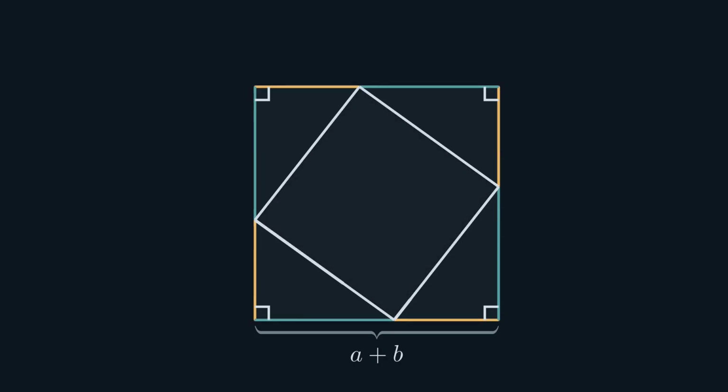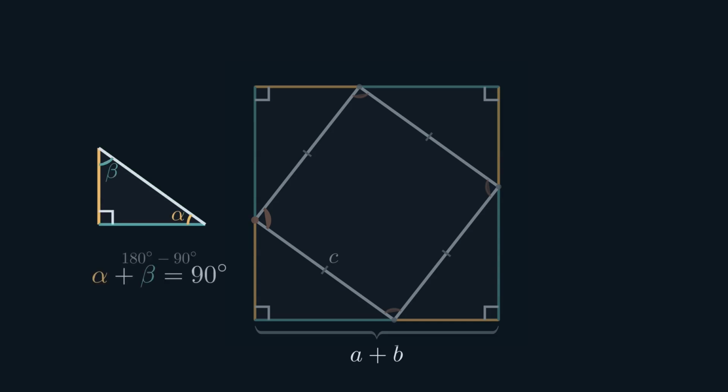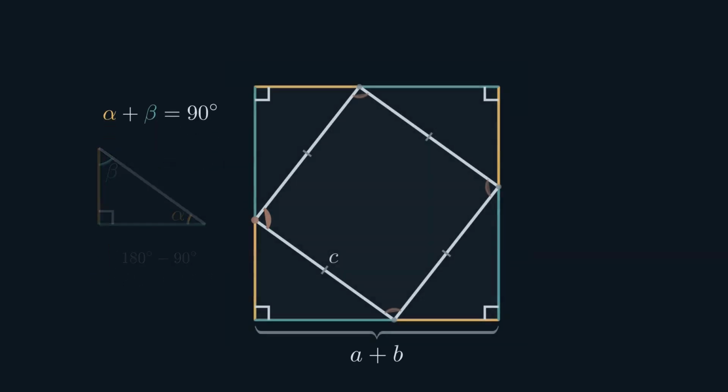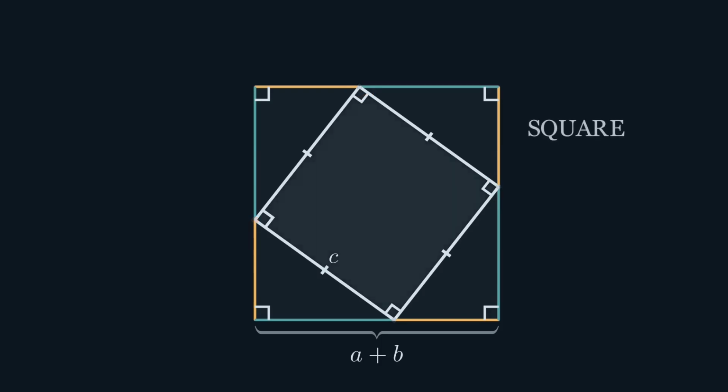Each of its 4 sides has length C. It looks like a square, but appearance is not proof. Are its 4 corners really right angles? The 2 acute angles of a right triangle add to 90 degrees. When neighboring triangles meet, those 2 angles meet as well. Together they make a right angle. So the central shape has 4 equal sides and 4 right angles. Now we may call it a square, with area c squared.